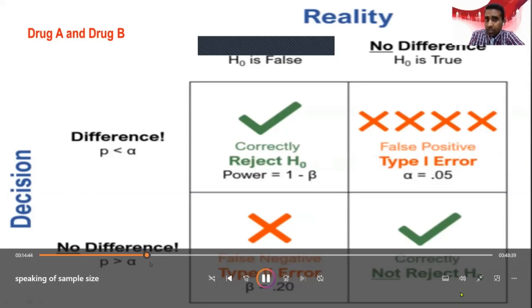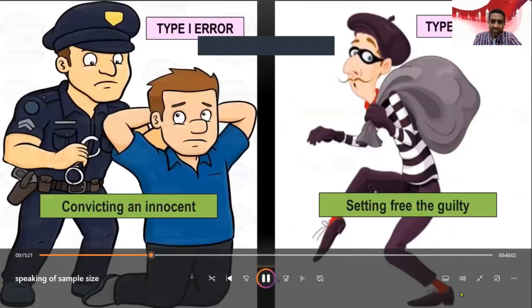And the other way around: there is a difference, but your experimental test shows that there is no difference. In that case, you are committing a false negative, or type 2 error, which means you are accepting the null hypothesis when it is actually false. Actually there is a difference, but you are accepting the null hypothesis that there is no difference. So it is type 2 error. So why do we keep type 1 error at 0.05 and type 2 error at 0.20? Let us consider this example.